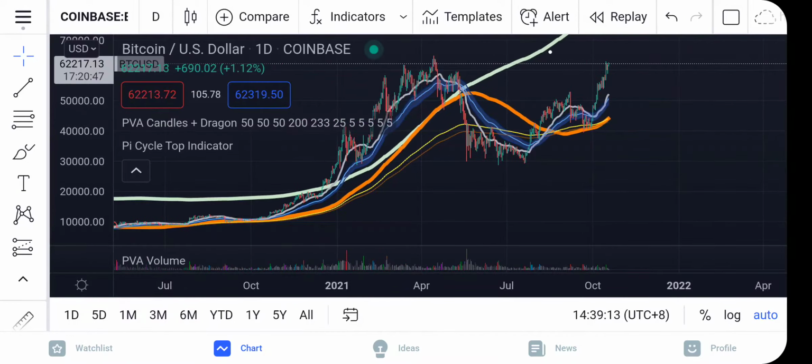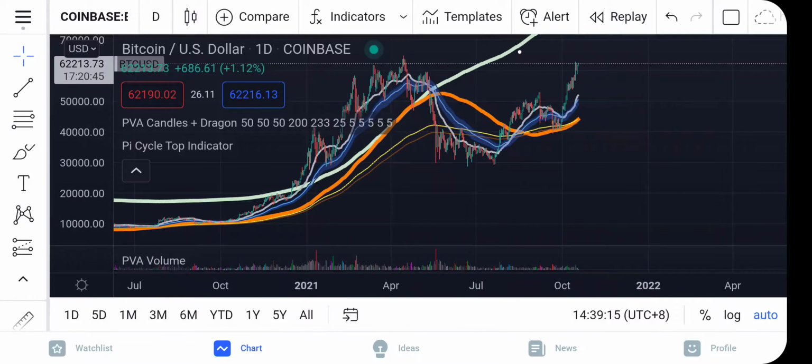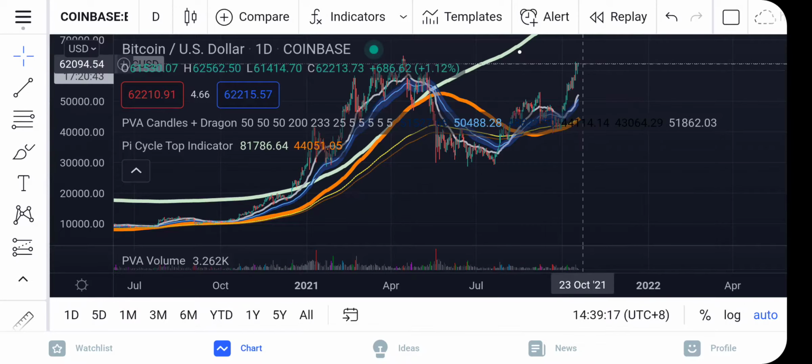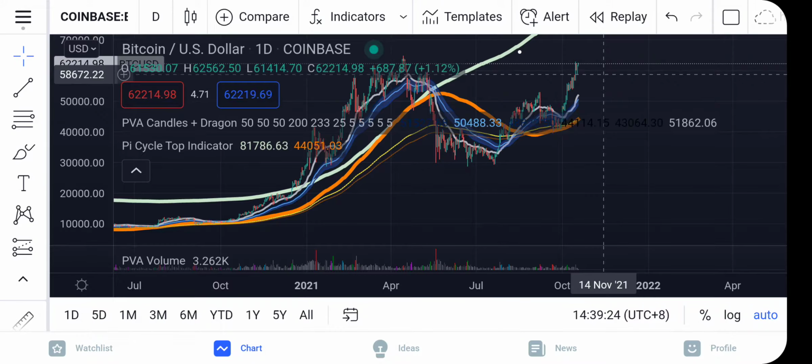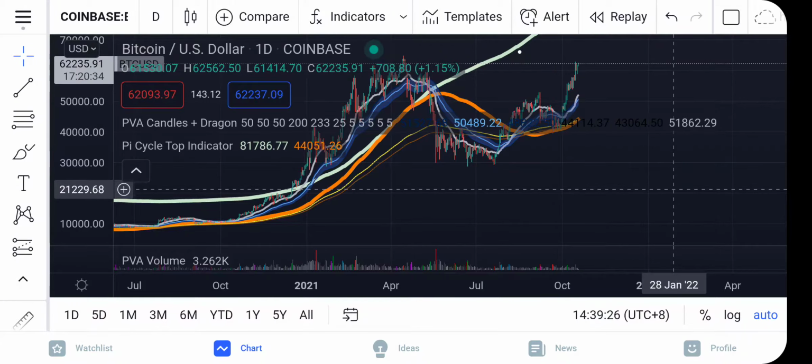Okay, so what I think is going to happen is, there are two possibilities. It's very likely that we are going to make a double top. So price is going to go all the way up to 64K, and after that it's going to make a huge fall because of the introduction.